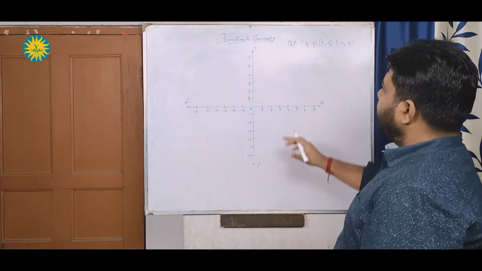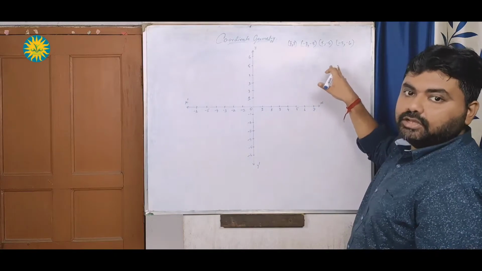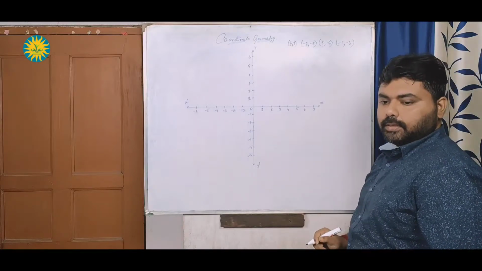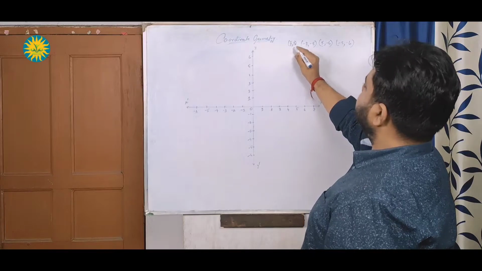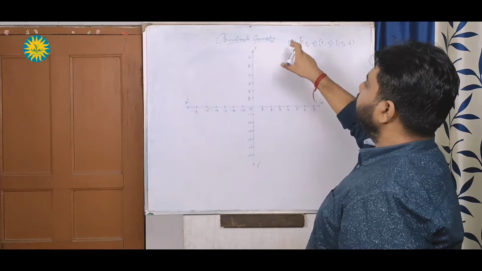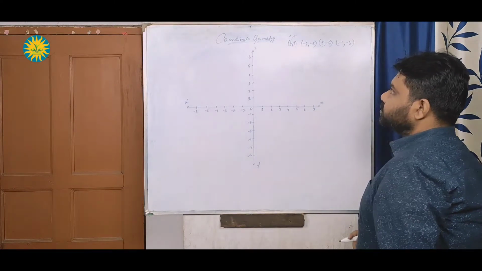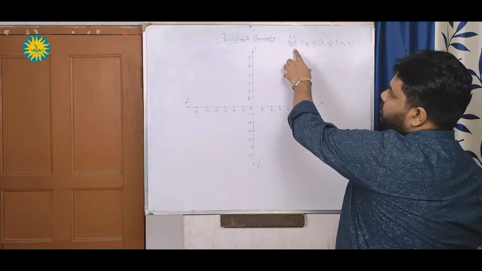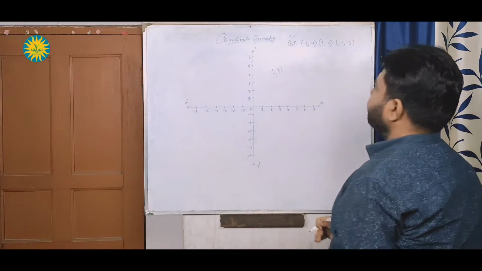Now just see, here are 4 points. We will find out the quadrant in which these points lie. First of all, 4 comma 3. 4 comma 3 means this is the x coordinate, this is the y coordinate. The x coordinate is positive, the y coordinate is also positive. We know that this is the plus plus quadrant. Which one is the plus plus quadrant? We have seen that plus plus quadrant is the first quadrant. So 4 comma 3 lies in the first quadrant.